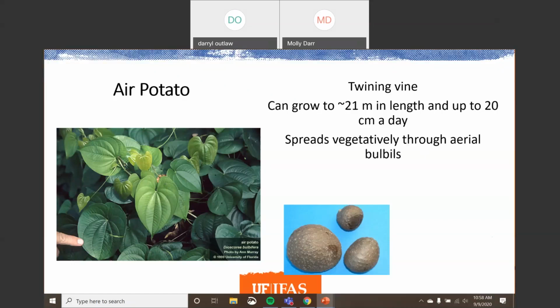This plant spreads vegetatively through aerial bulbils. So you can see here on the blue background picture. This is where it gets its name. So these bulbils grow in the axils of the leaves, very high up in the canopy, and so that's why they're called air potatoes. You definitely don't want to get hit in the head by one of these falling in the fall. So watch yourself when you're tromping around the woods.